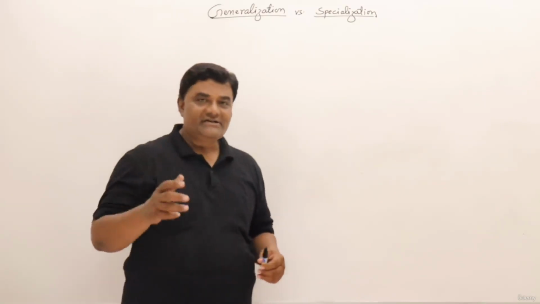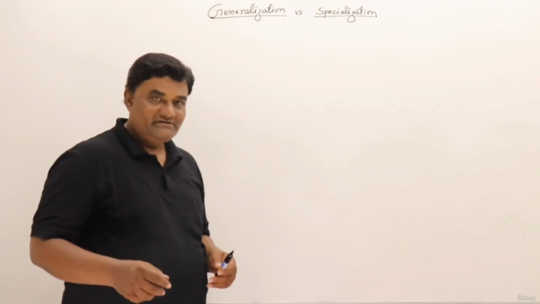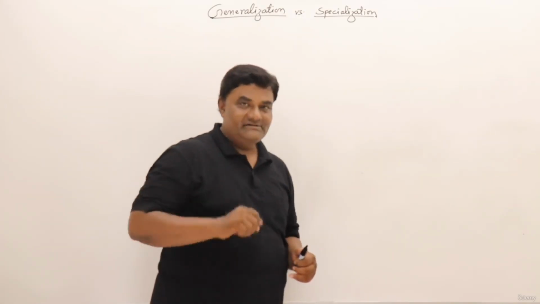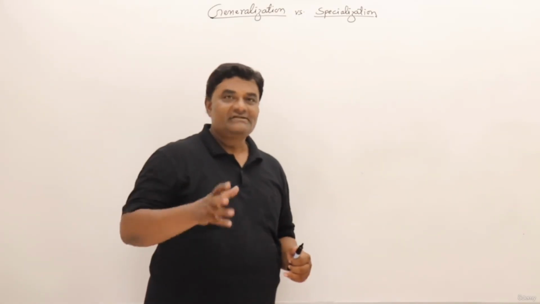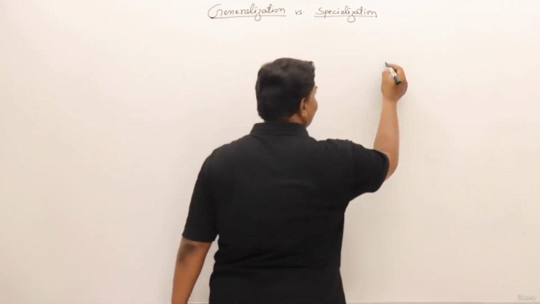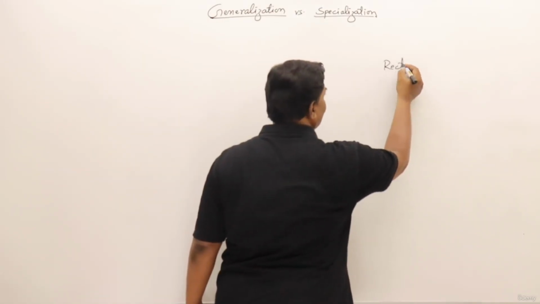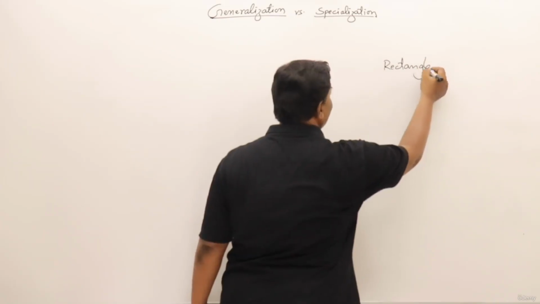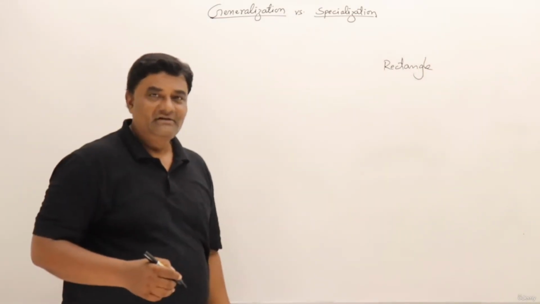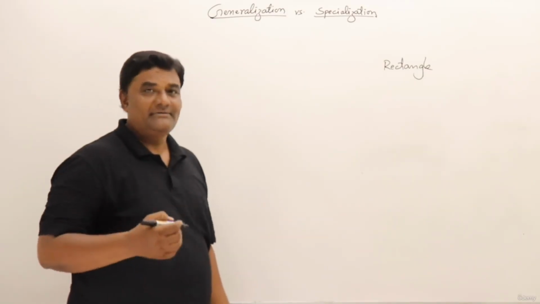Now, this is a very interesting topic, that is generalization versus specialization. This is related to inheritance. So, what is this? Let us understand. See, I have a class called rectangle. I'm continuing with the same example because I don't have to explain you the examples again. So, I'm continuing with the known example only.